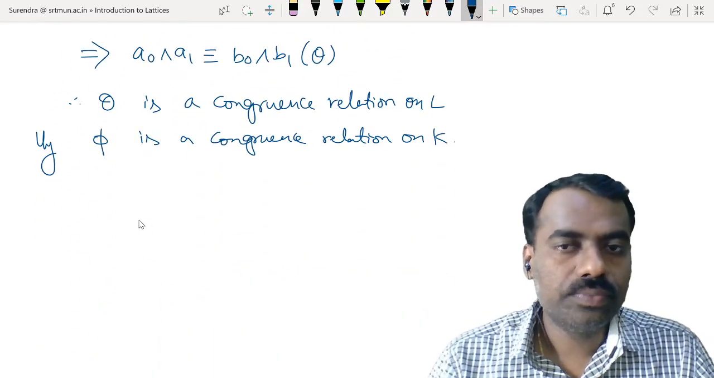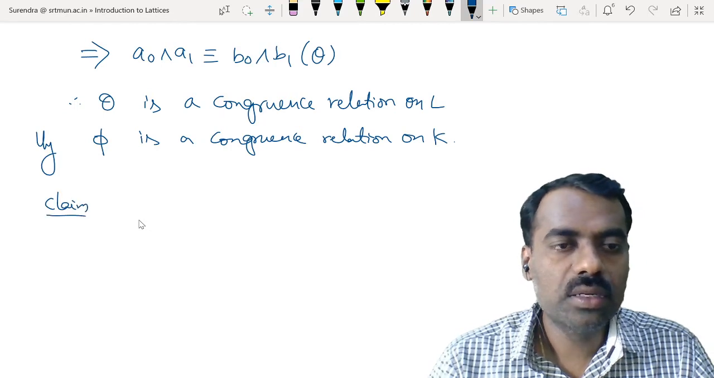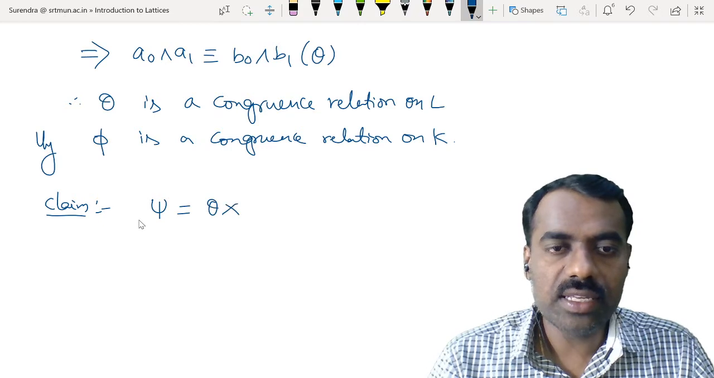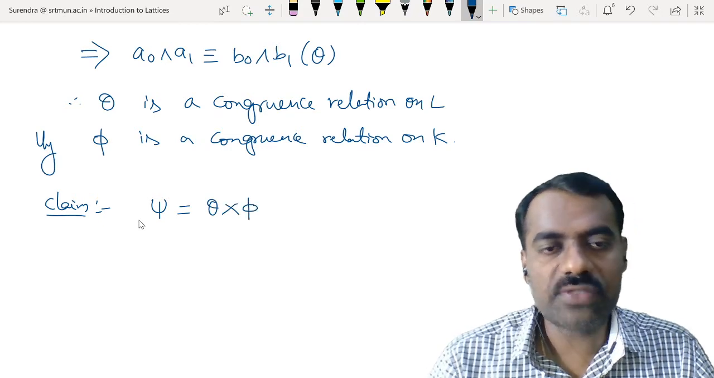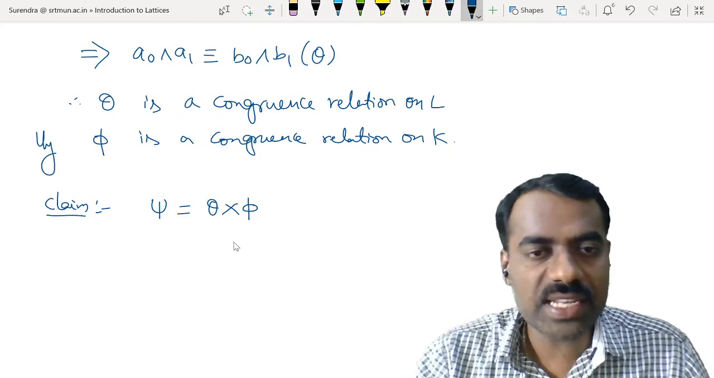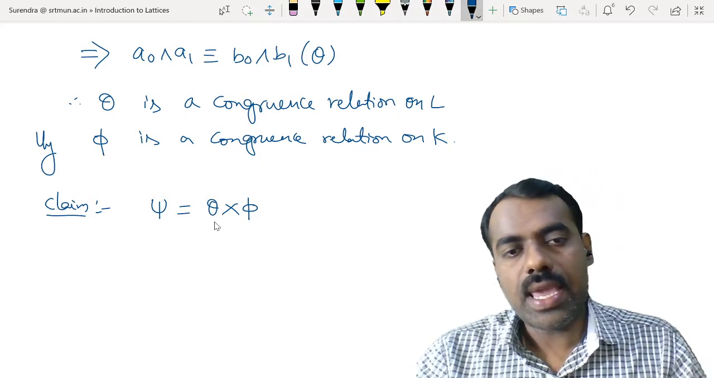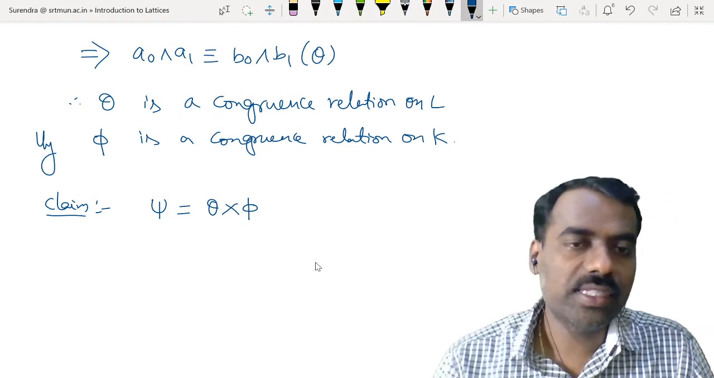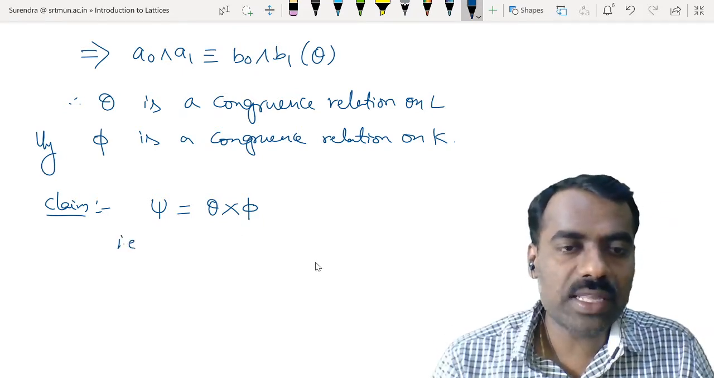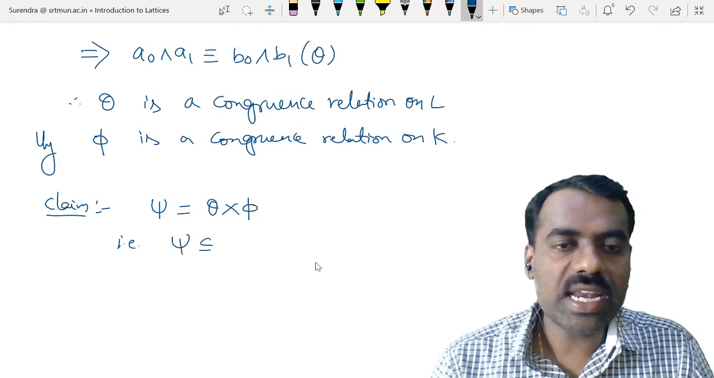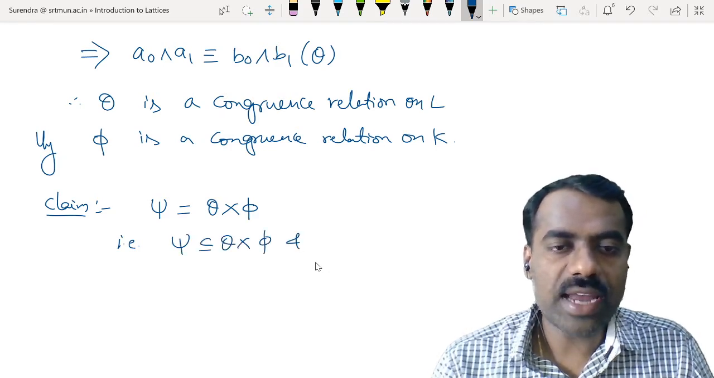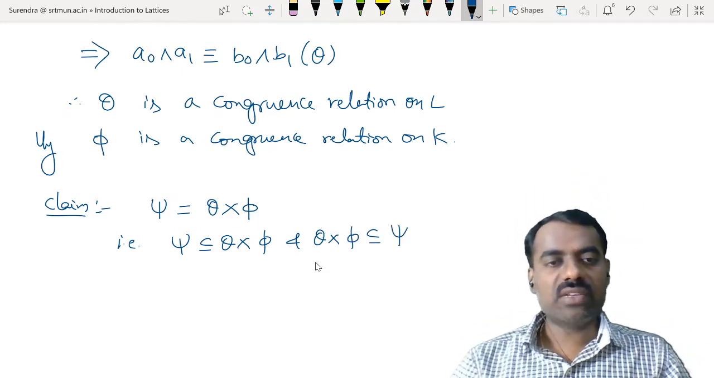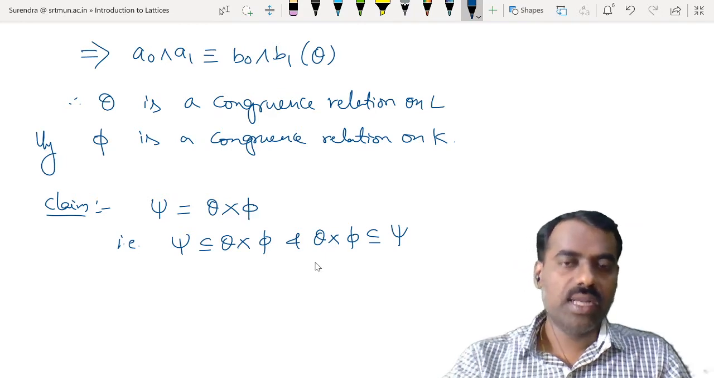Now our claim is that psi is actually theta cross phi. What is theta cross phi? How is theta cross phi defined? Yesterday we defined that A should be congruent to B modulo theta and C should be congruent to D modulo phi. That is the meaning of this. So this is the same as proving that psi should be contained in theta cross phi and theta cross phi should be contained in psi. We will take any relation here and show that that relation is also there, and so on.